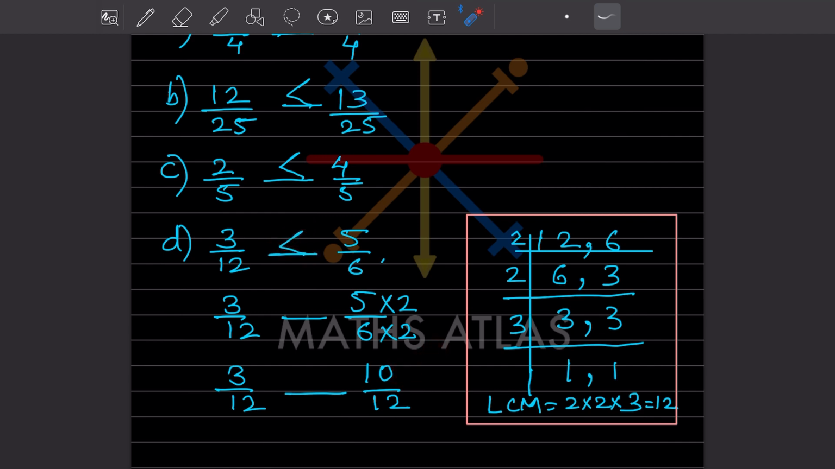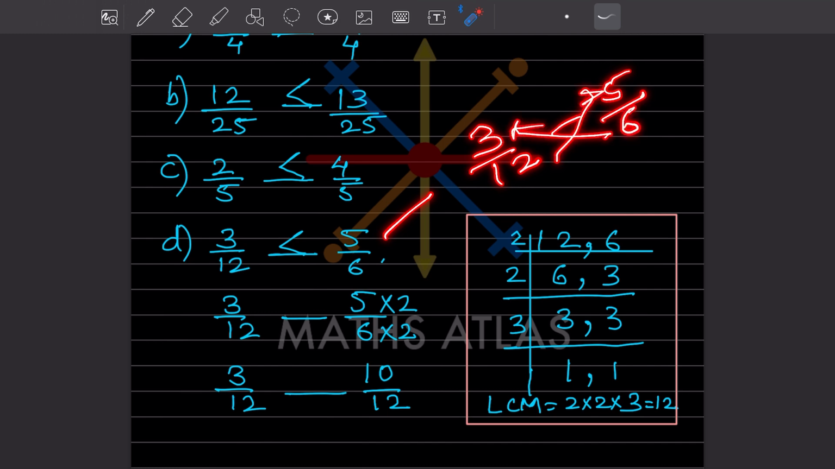Hope you got it. And the other way of doing this is, now see here, same thing I'm writing over here, 3 by 12, and you don't know which is the bigger number, 3 by 6. So what will you do? Directly cross multiply over here. So what will you get? 6 times 3, that is going to be 18. And 12 times 5, that is going to be 60. Which number is bigger? Of course, this 60 is bigger, right? So you have to open the mouth over here.